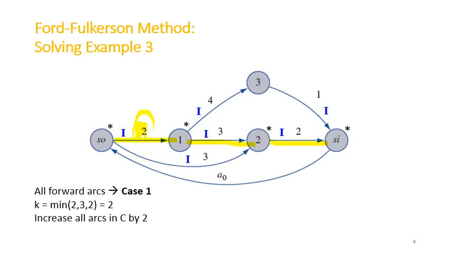We take the minimum of the possible increases along this chain. So here it is possible to increase by 2, it's possible to increase by 3, it is possible to increase by 2 at this arc. We take the minimum of 2, 3, and 2, the minimum is 2, so we are going to increase all arcs in this chain by 2. And we'll see the result, for example, from source to 1, we will have the flow of 2 in the next slide.